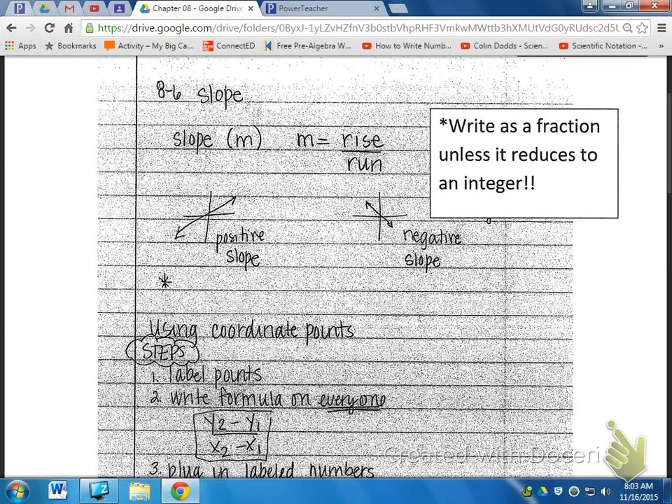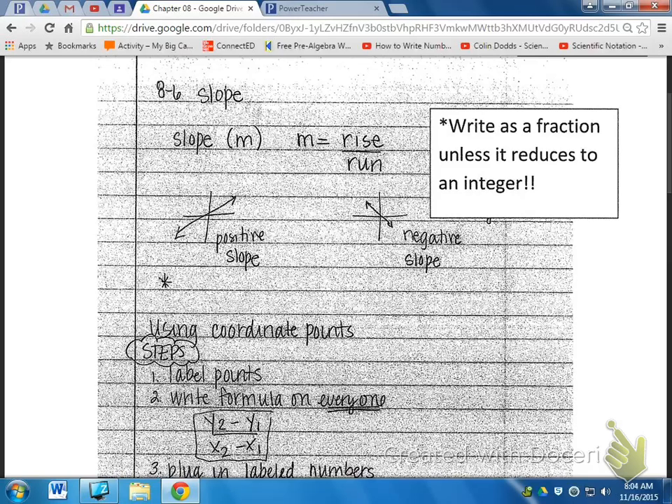Lesson 8.6 is slope, and slope is the steepness of a line. So a really high number slope would be a really steep line. A fractional slope might be a flatter grade or steepness.